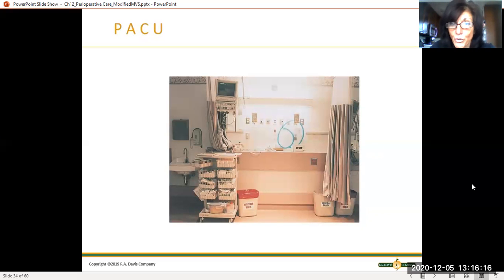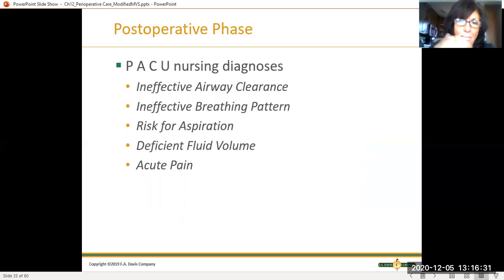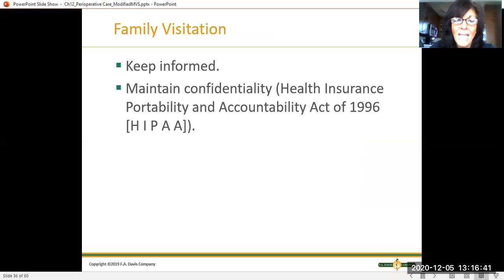And this is a picture of PACU. That is a very old PACU, but PACU nonetheless. Just a little representation of what's there. The patient will still continue to be monitored, EKG, respiratory rate, vital signs, etc. PACU nursing diagnoses, there's a risk for aspiration. Like I said, we want to make sure the gag reflex becomes intact again, et cetera. You can take a look at those.